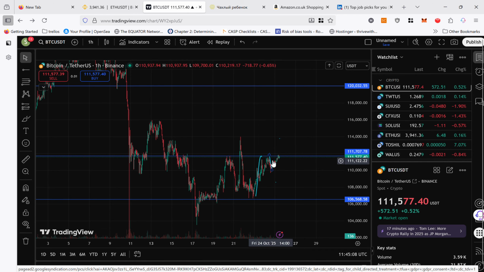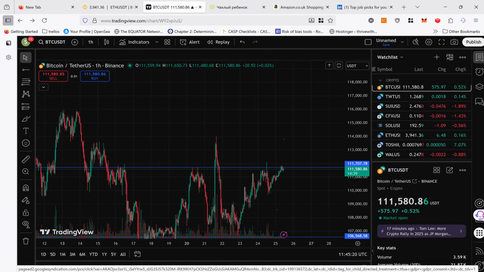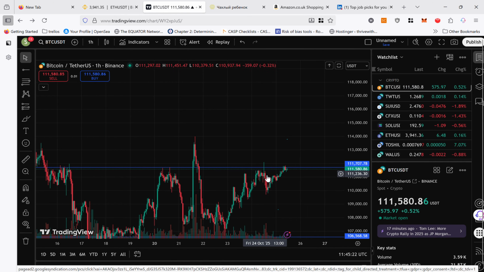You can see last night. Let's delete this. It came to this level we identified, tried to break it, and bounced it off. This was last night while we were watching on an hourly, right?